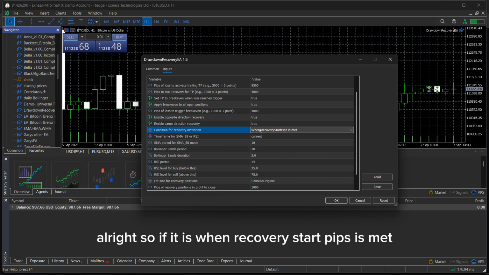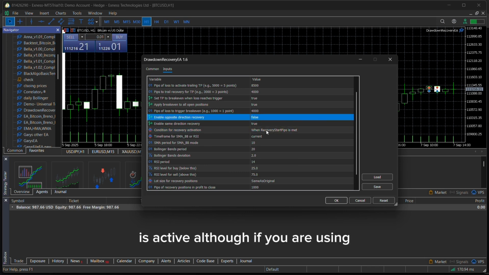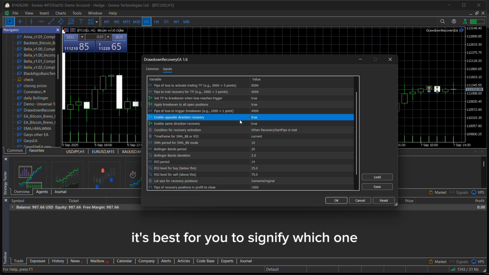All right, so if it is when recovery start pips is met, that means it will only open same direction, even if opposite direction and same direction are both active. Although if you are using when recovery start pips is met, it's best for you to signify which one.